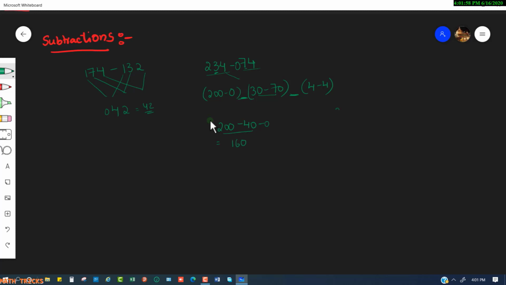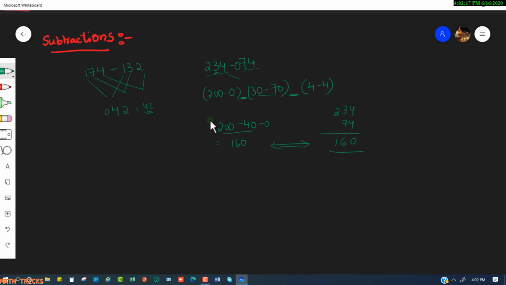Okay. So let's take this answer. 234 minus 74. 13 minus 7 is 6. Here 1. Here the answer is coming out equal. So in this way you can subtract numbers.